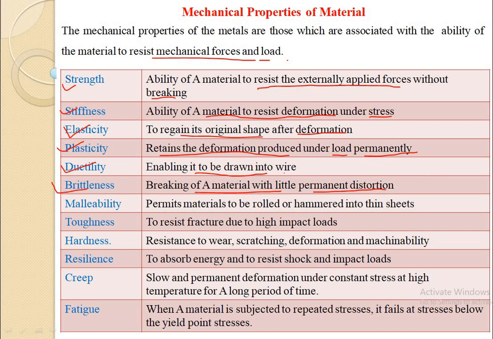Next is malleability. We have studied the property of ductility. In ductility, we form wires from the material. If the material is able to form wires, then we say it is a ductile material. And if that material can be hammered or rolled into thin sheets, then we say that material is a malleable material.